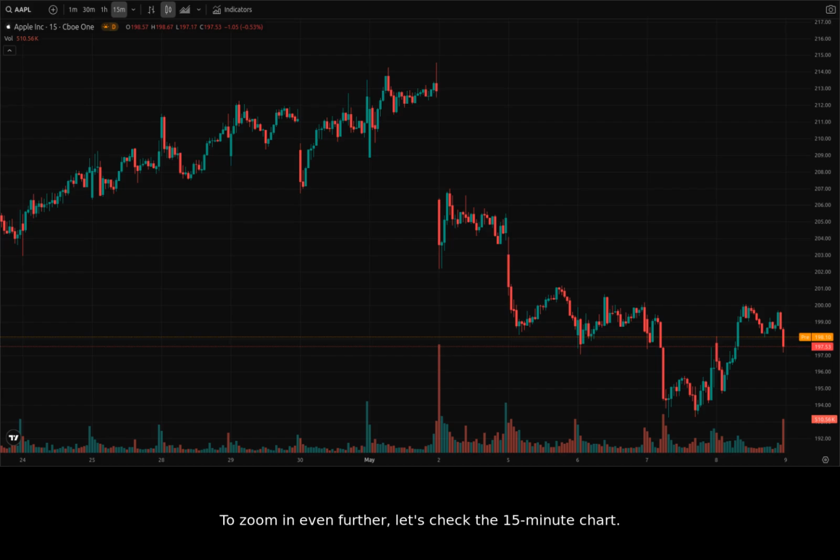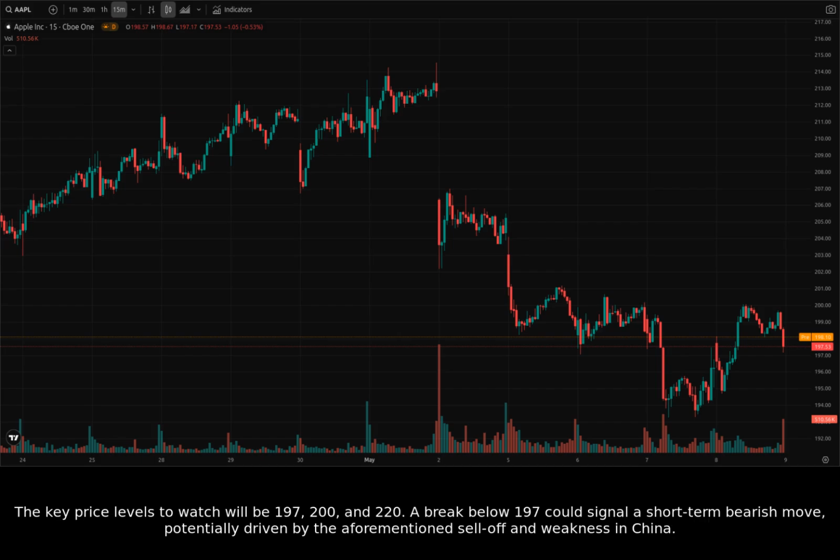To zoom in even further, let's check the 15-minute chart. We see the price bouncing around quite a bit, making it unclear which direction it will go immediately. The key price levels to watch will be 197, 200, and 220. A break below 197 could signal a short-term bearish move, potentially driven by the aforementioned sell-off and weakness in China.